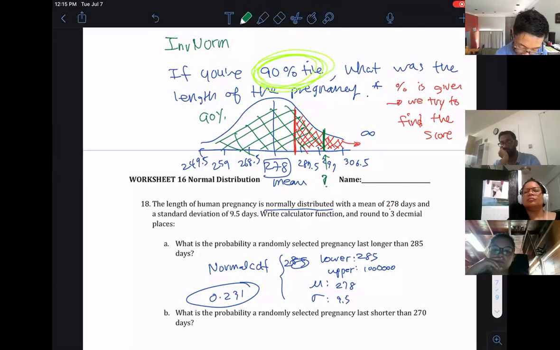So it should have been like here, not here. My scale is not good here.